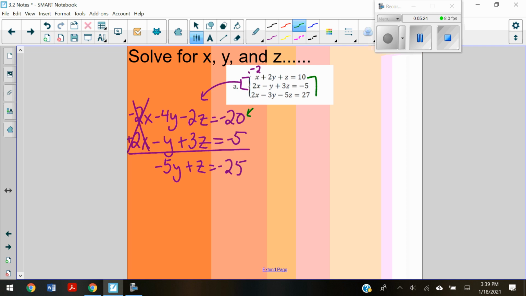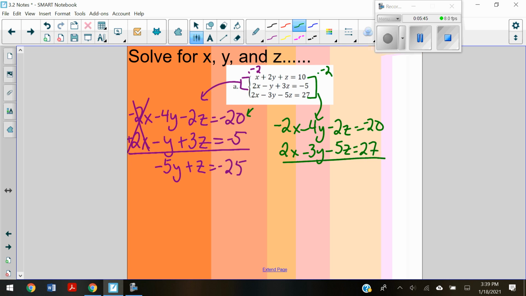All right, so I'm going to multiply by negative 2 again. So I'm going to get negative 2x minus 4y minus 2z equals negative 20. That's just the top equation multiplied by negative 2, and then my bottom equation. All right, and I'm going to go ahead and add the two again. My x terms cancel. I get negative 7y minus 7z equals a positive 7.